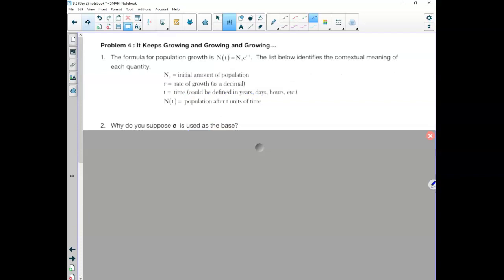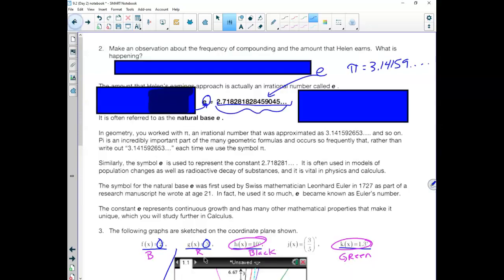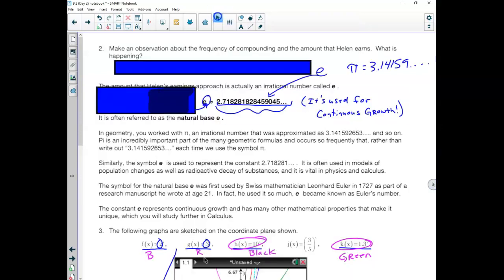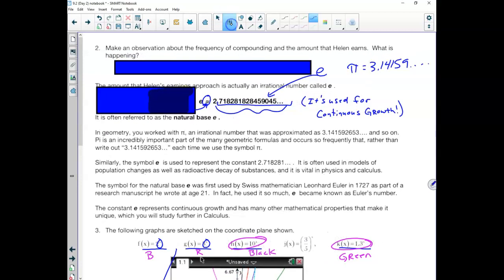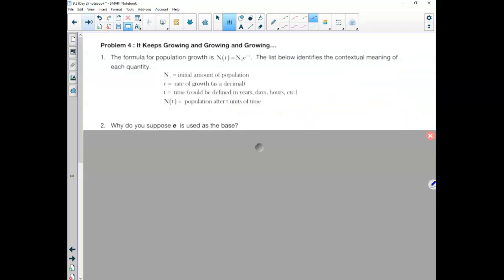Okay, just about the last page. So populations keep growing and growing. Like I said, back here, this e thing is used for continuous growth. Well, what continually grows in our world? Continuous growth would be like population growth. And any time in an equation you see that e in there, that is continuous growth.